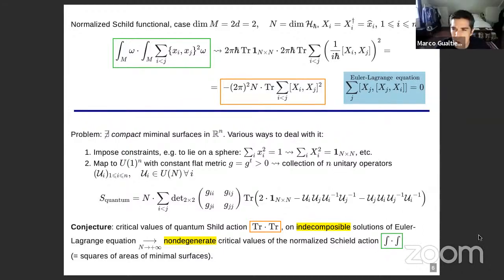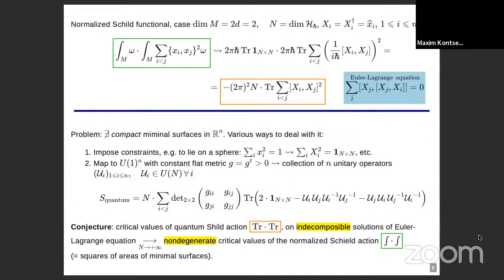Would it make sense to consider the A model and the B model on such a quantum Kaehler thing? Actually, it's a good question. Because we have the notion of a map of a surface, here one can try to make certain sums. I don't know.